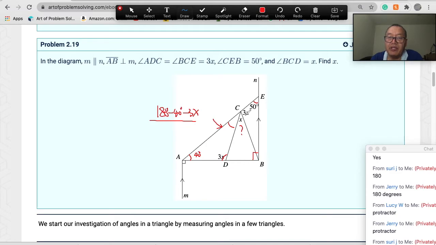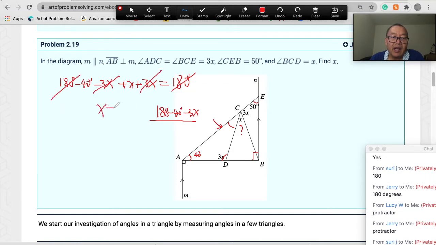Then we have an equation in x, and we can solve that equation. Now we can write down 180 degrees minus 40 degrees minus 3x. This is this angle, right? Then plus x plus 3x. Then this should give us 180 degrees. So we cancel out this 180, cancel out this 3x. Then we get x equals 40 degrees. So x equals 40 degrees, right?